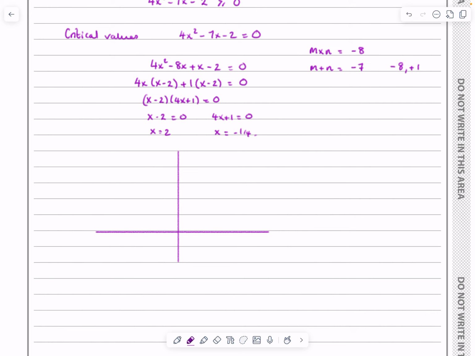The whole point about finding those critical values was to say, this is a positive quadratic, so it looks something like that. And what I've been able to determine now is that that value there is minus a quarter, and that value there is 2. So if I now want to know when this quadratic is greater than or equal to 0, well, greater than or equal to 0 is on the graph here and here. So I'm interested in the x values at those points.